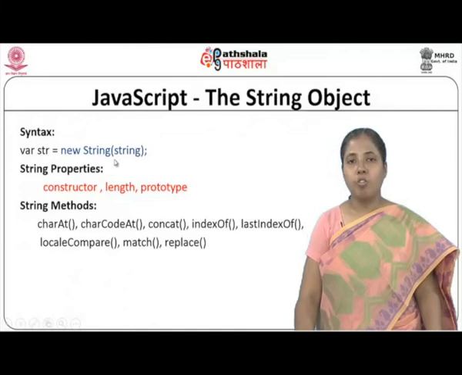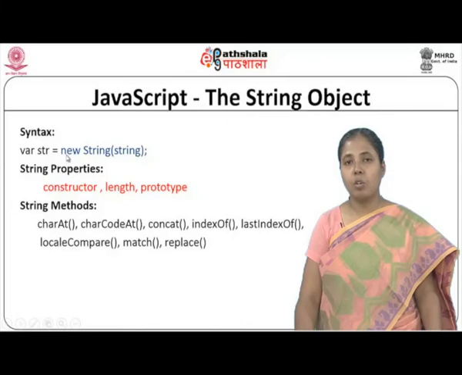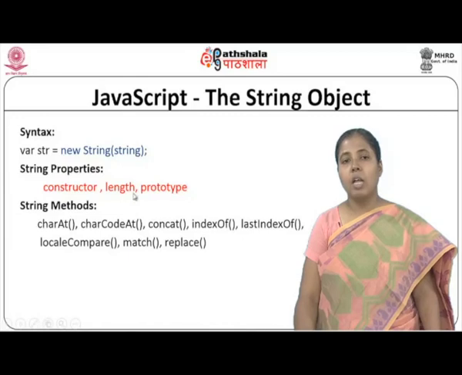And there is support for the string object in JavaScript. This is a very useful object which we can normally come across in JavaScript. You can create a string directly by assigning a string within double quotes or single quotes, or you can use the new operator to create a string. The properties supported for the string object are constructor, length, prototype.